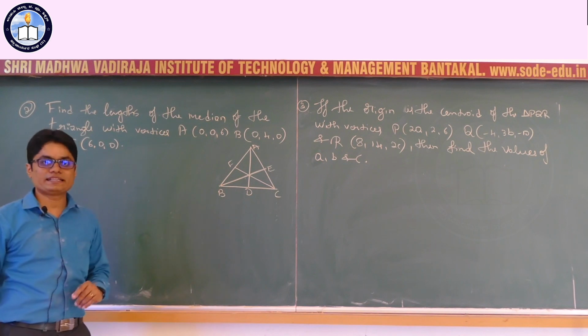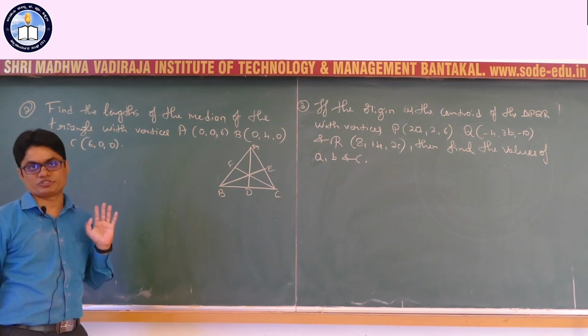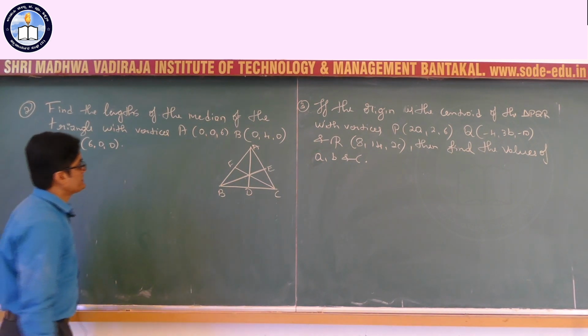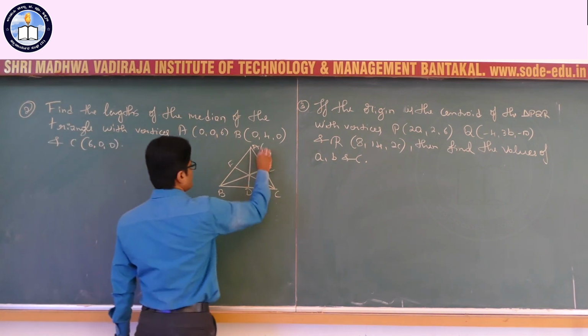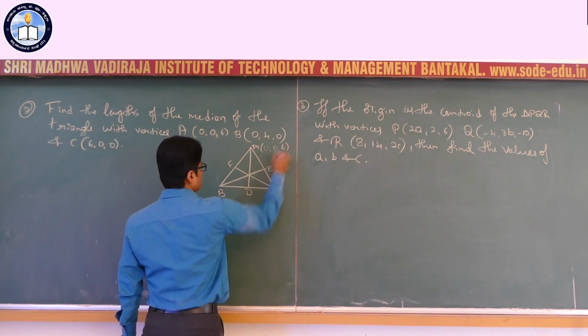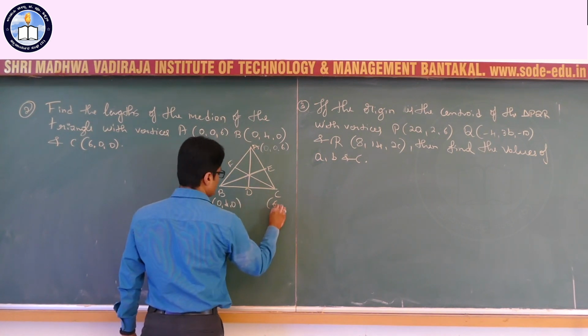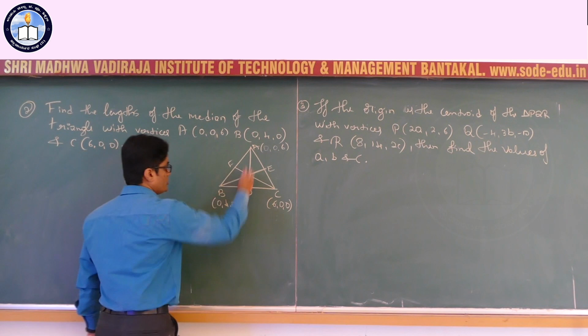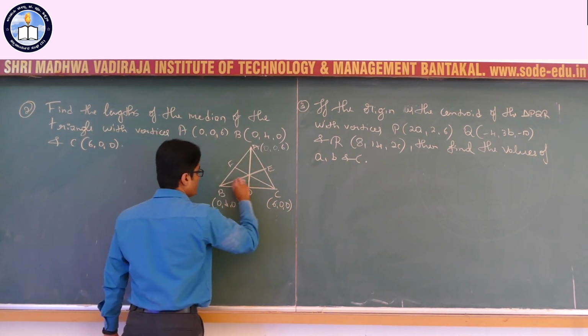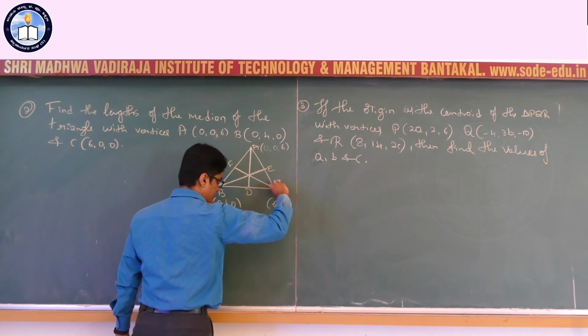So I'll show you how to get the length of one median. The remaining two are a homework problem. With the coordinates, everything is mentioned, right? So what are the coordinates of A? A is 0, 0, 6. B will be 0, 4, 0. C will be 6, 0, 0. Now I need AD, BE and CF.